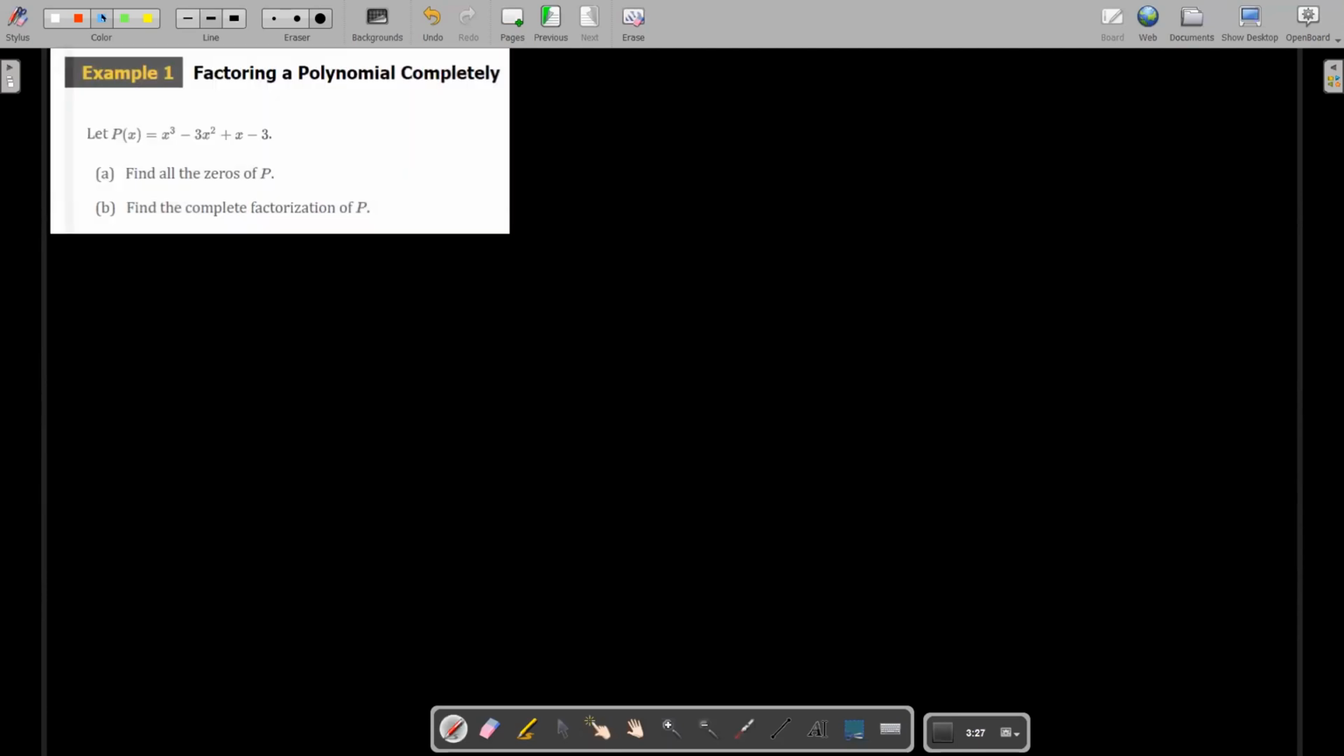Okay, so anyways, example 1. We need to find all the zeros of P, find the complete factorization of P. All right, so now if we were in the classroom, with each example, I would put it up on the board and say, hey, do this, okay? And it's really fun to watch people struggle, right? No, it's really not. But you learn by doing, right?